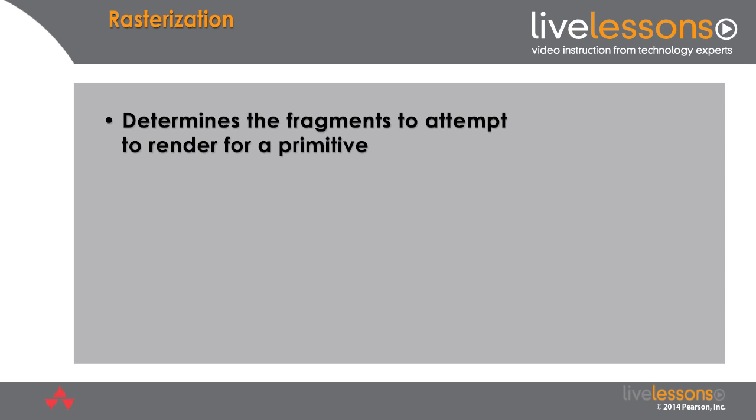The rasterizer is a fixed function stage which determines what fragments to attempt to render for a primitive. A fragment is a potential pixel that can still be rejected before being written to the frame buffer.